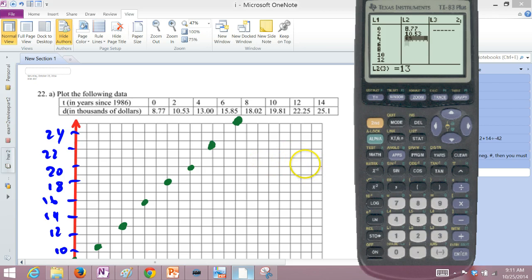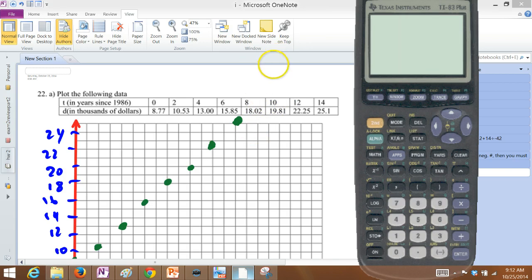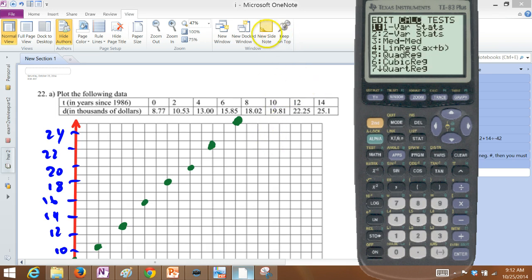13, 15.85, 18.02, 19.81, 22.25, and finally 25.1. Okay, great. We want the line of best fit. Let's quit out of this and stat, arrow over to calculate, number 4, linear regression ax plus b.